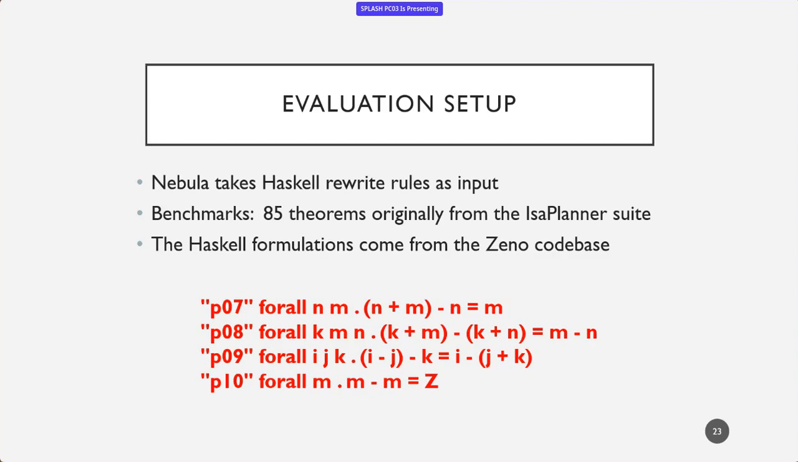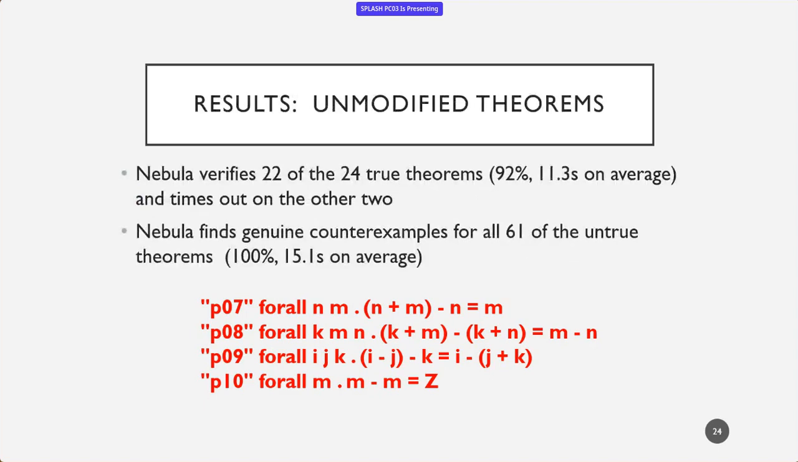All 85 of these theorems are true when we have that assumption of finiteness and complete definition, but when we generalize to the real non-strict semantics of Haskell, where infinite and undefined expressions are possible, only 24 of them are still true. Of those 24, we verify 22 and time out on the other 2. For the 61 theorems that are no longer valid, we find a genuine counterexample for every single one.